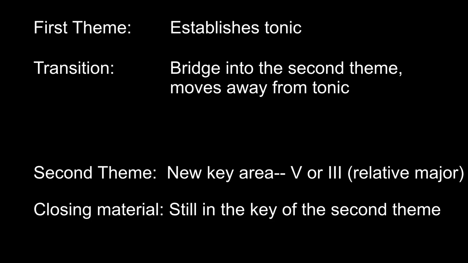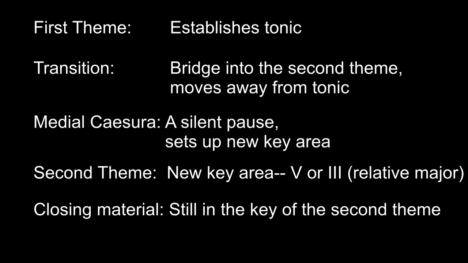In an exposition, at the end of the transitional material between the first and second themes, there is a special chord called a medial caesura, which harmonically sets up the new key for the second theme and usually includes a moment of silence that creates anticipation for the second theme to come. In classical era sonata form, the exposition section is played twice in a row.